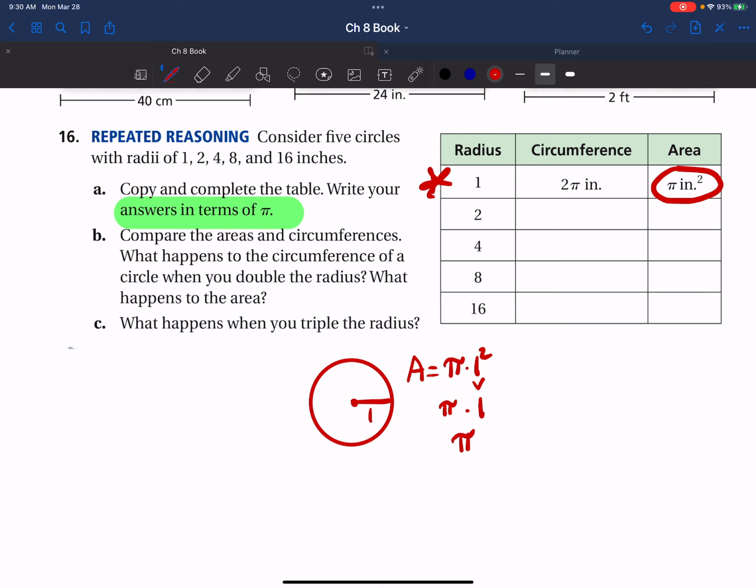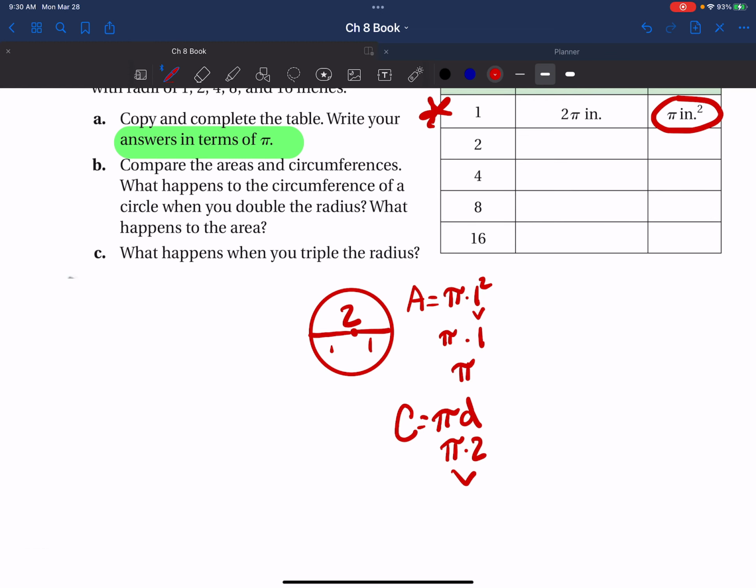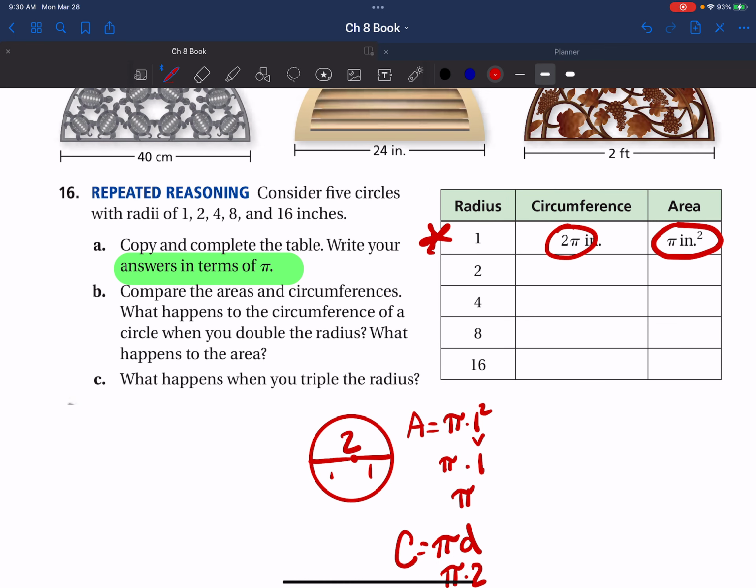Now they want us to find circumference. Cherry pies delicious. If the radius is 1, that means the diameter is 1 and 1 is 2. So this would just be pi times 2, which if we're just going to leave it in terms of pi, would just be 2 pi's. 2 times pi. And that's how they got 2 times pi. So now that you kind of see what they're wanting, let's go do the next one.